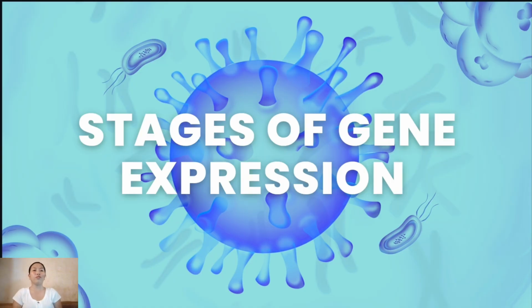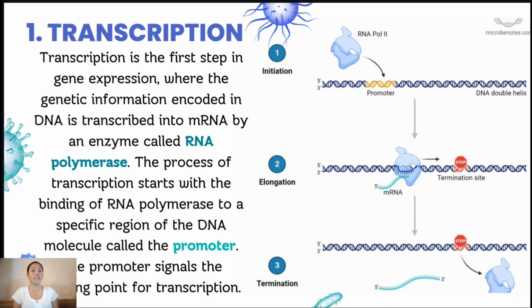So now let's move on to the two key stages of gene expression. The first step is transcription. Transcription is the first step in gene expression, where the genetic information encoded in DNA is transcribed into mRNA, or the messenger RNA, by an enzyme called RNA polymerase.